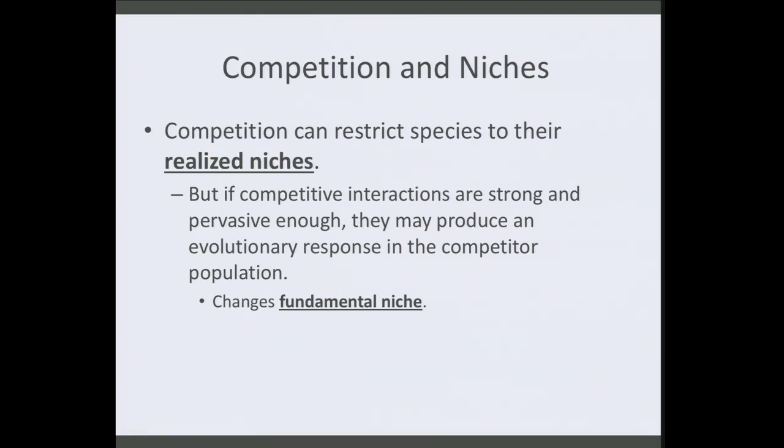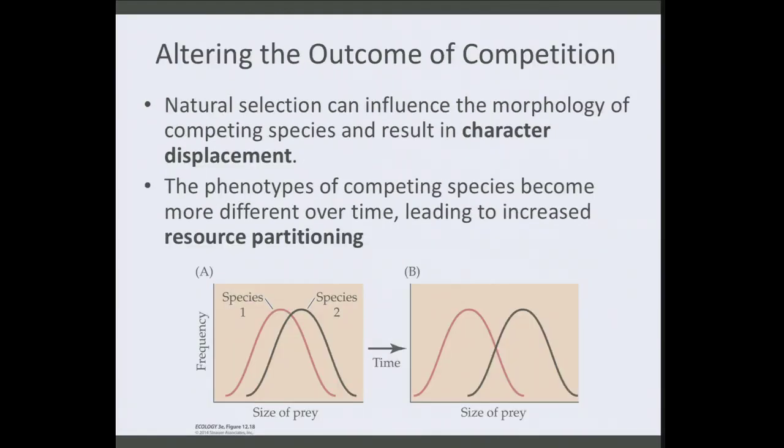Now, competition can also drive evolutionary response to the competitor. And this leads to changes in their fundamental niche, so changes in where they could survive, and maybe broadens out their realized niche a little bit. This is what's called character displacement. So take, for instance, this graph on the bottom left. So these are two organisms, species 1 and species 2, so two different species, and the size of prey that they feed upon. Now, they both feed on a variety of prey sizes, from small to large.